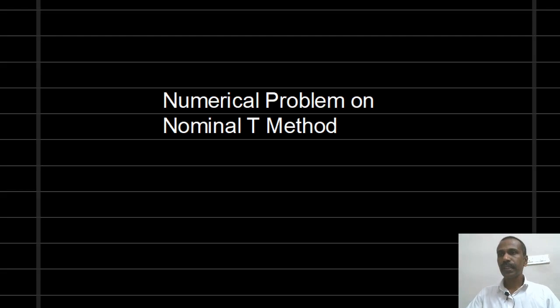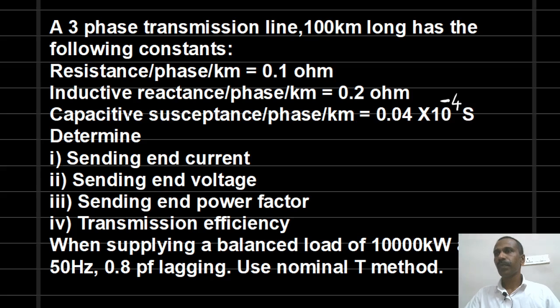Hi students, in this class we are going to study a numerical problem on the nominal T method of medium length transmission lines. We have a three-phase transmission line. Its length is 100 kilometers. Resistance per phase per kilometer is 0.1 ohm. The reactance per phase per kilometer is 0.2 ohm.